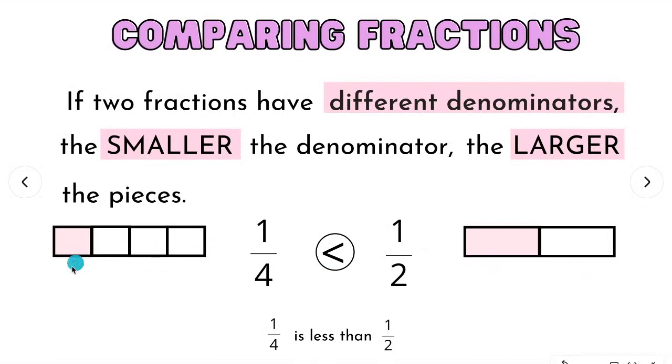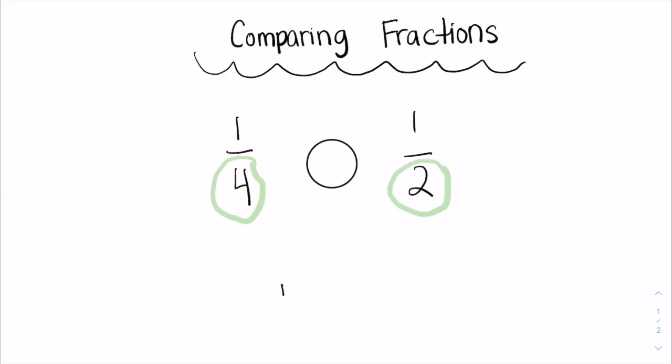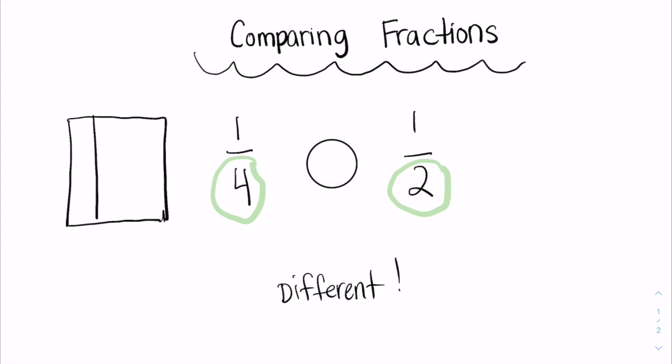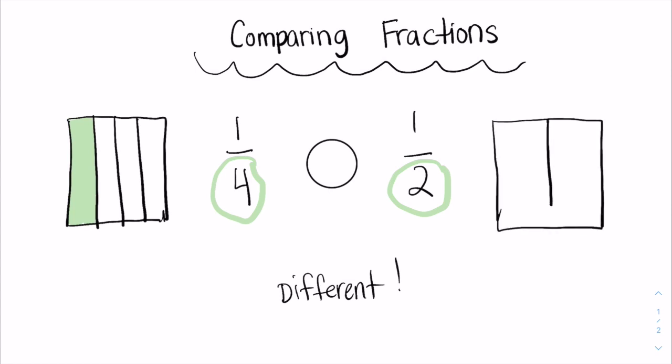Which one is bigger, 1/4 or 1/2? Yes, you're correct. This is bigger. So 1/4 is less than 1/2. To draw this, you first look at the denominators and you notice that it's different, but that's okay. We're still going to draw out our fractions. So you're going to make your square, 3 lines, shade in 1/4. Same thing, draw out your square, make 1 line, and shade in 1/2 of it. So our answer is 1/4 is less than 1/2.